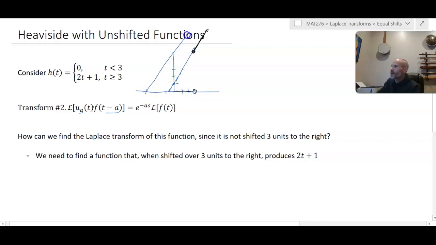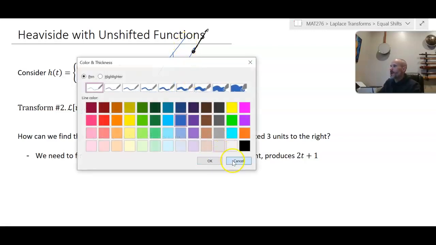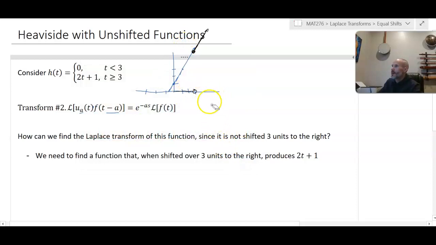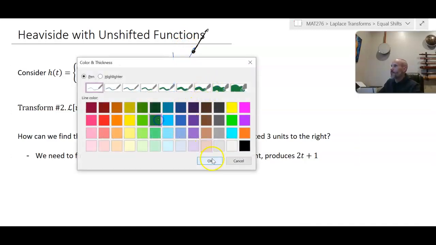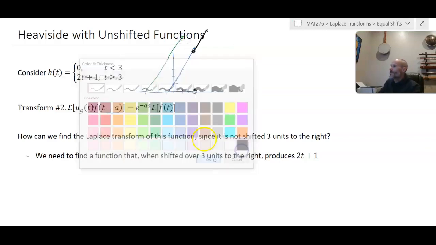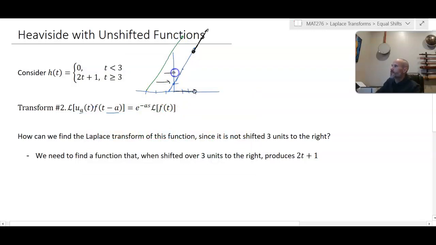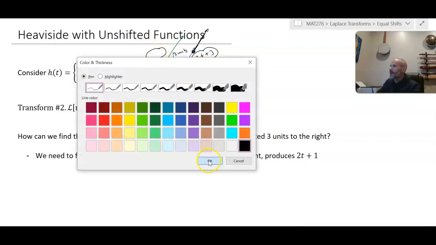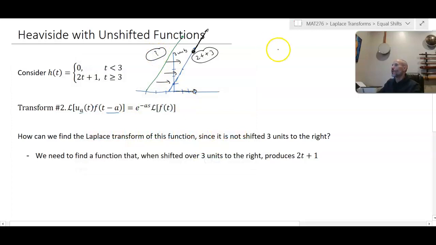It would be parallel to our actual line. It might look something like that. And when you shift this over 3 units to the right, you would get exactly the function 2t plus 1. But the question is, what would this green line be? What would this green line be? And that's where we are stuck.